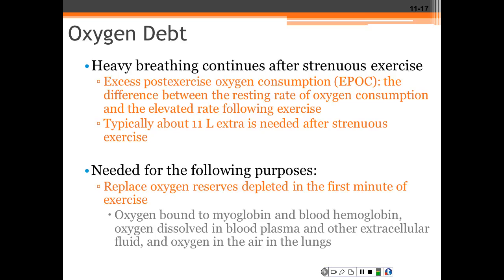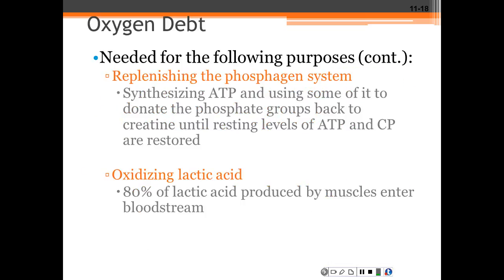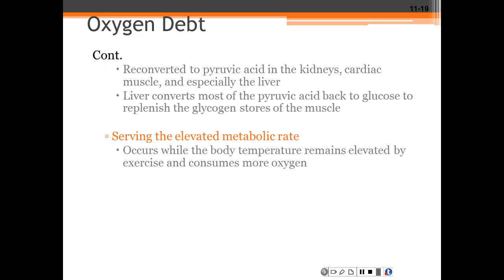Oxygen is required to anaerobically synthesize ATP, and some of that ATP is used to generate creatine phosphate. Okay. Now, a small amount of oxygen serves to reoxygenate the myoglobin. Now, the liver consumes oxygen disposing of the lactic acid produced during exercise. Also, exercise raises the body temperature and overall metabolic rate, which consumes more oxygen.